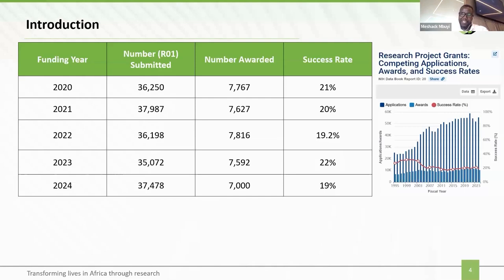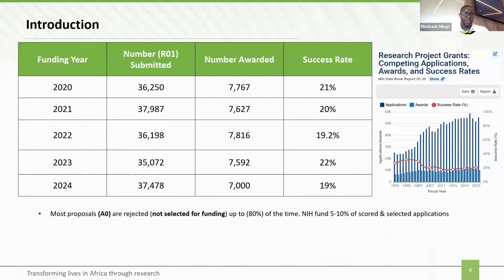However, we need to keep in mind that this success rate does not translate to the actual number of organizations or projects that receive funding. This is just the ones that are reviewed and scored positively. It's also important to note that this presentation is based on NIH guidelines, and I did not want to use any other donor because I think NIH would give us more to learn from. So most proposals, what we call the A0, are rejected.